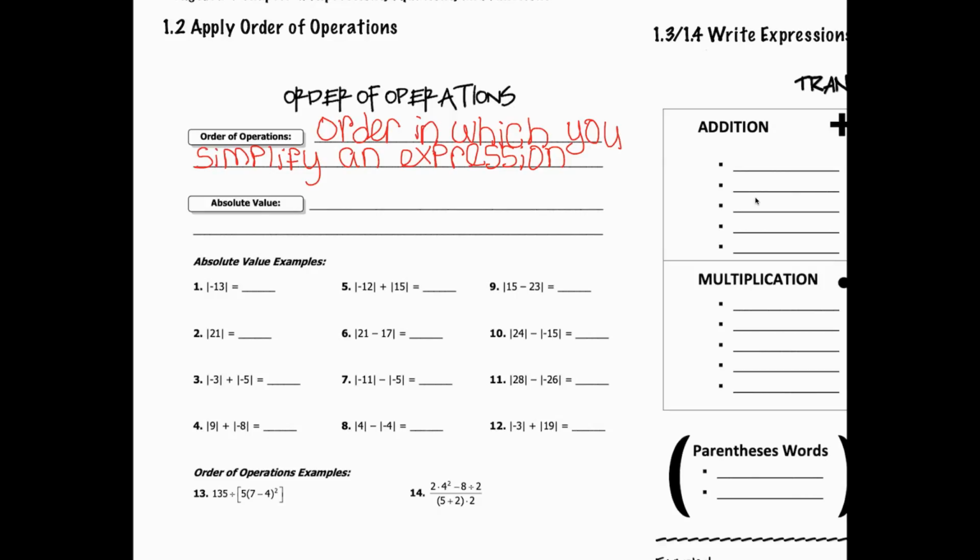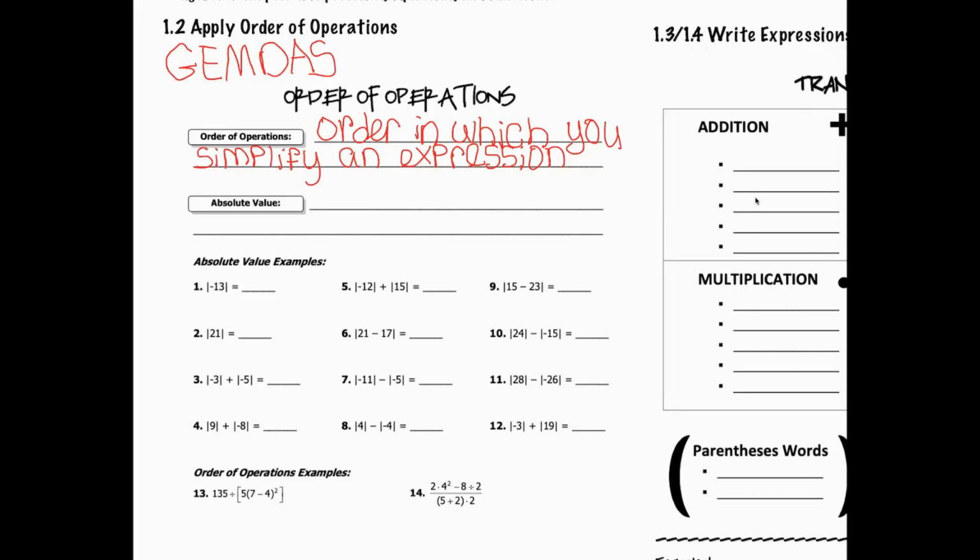Okay, and the typical order is some teachers say PEMDAS, some say GEMDAS. Either one's fine. I think GEMDAS is the more correct term in my opinion. So G stands for grouping symbols, so that includes things like parentheses, brackets, absolute value. E stands for exponents, M is multiplication, D is division, A is addition, S is subtraction.